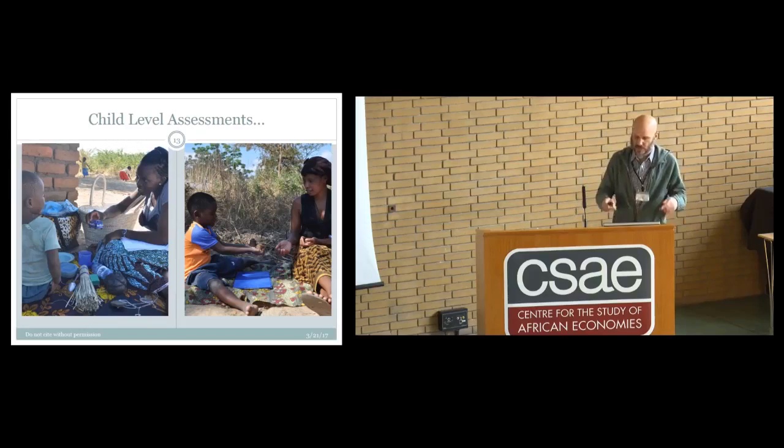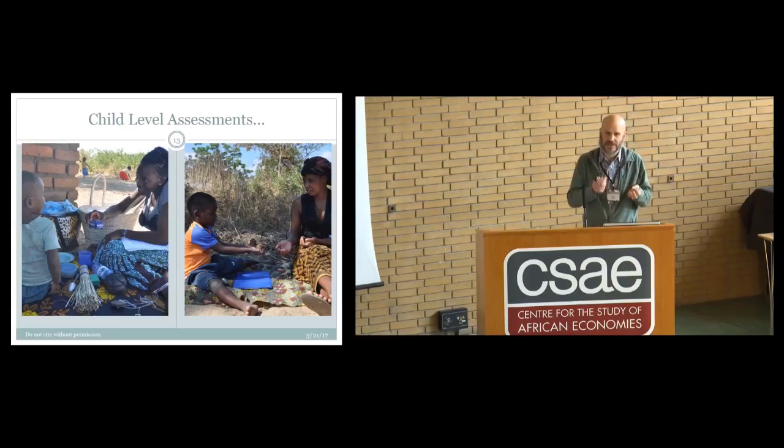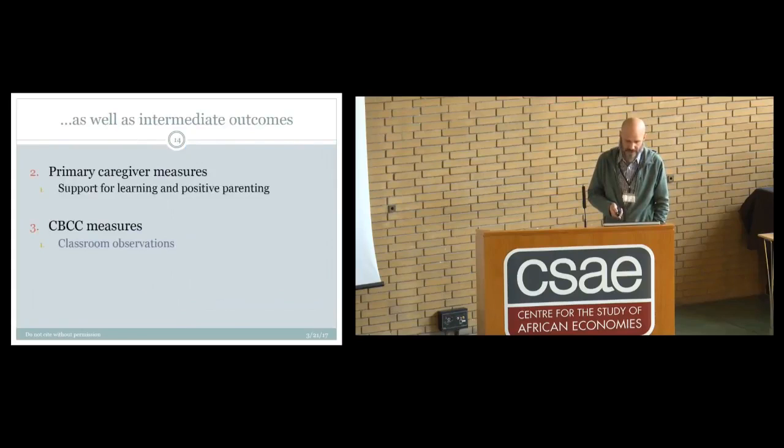They do PPVTs where there are four pictures, and the child is supposed to say which picture matches the word given to them. On the right-hand side, he's trying to decide which one is heavier, right? So first of all, he has to understand what heavy means, and then he also has to have the skill to say so. So there are assessments like this for the children.